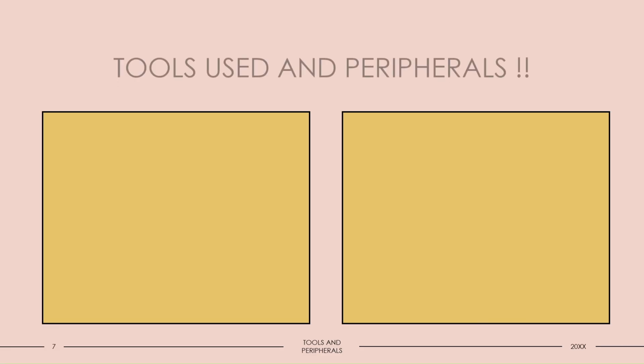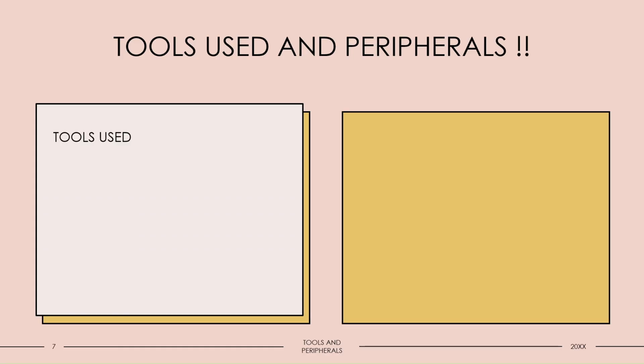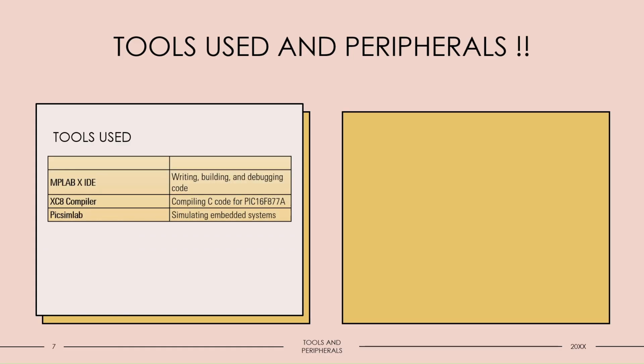Then we have the tools and peripherals. The tools used were simple: MPLAB IDE for writing, building, and debugging the code. Then the XC8 compiler to compile that code for the PIC16F877A microcontroller. Then we used PICsimLab to simulate the embedded system, as we have done various projects for the LED, the fan, the buzzer, and the digital keypad. We simulated all these projects together in PICsimLab.